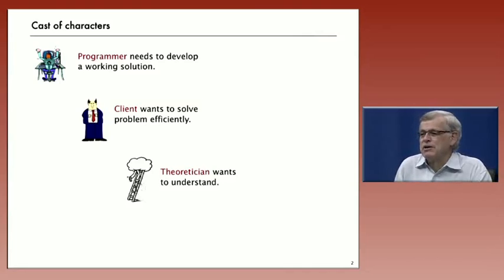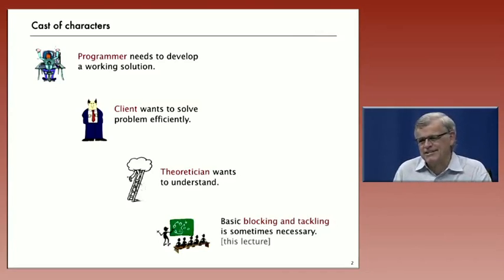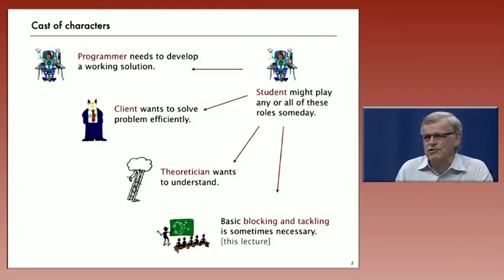Third one is a theoretician. That's somebody who really wants to understand what's going on. And the last one is kind of the team, this basic blocking and tackling, sometimes necessary to get all these things done. So there's a little bit of each one of these in today's lecture. And actually, when you're a student, you have to think that you might be playing any or all of these roles someday. So it's pretty important to understand the different points of view.